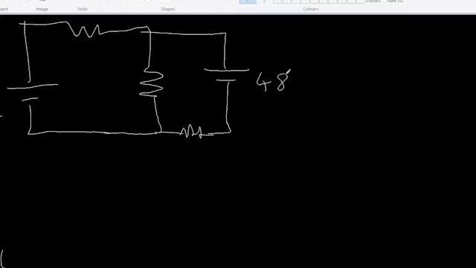So this is 48, this is E2. This is the question that we're solving today. We already have these values: this 4 is R3, this 12 is R2, this 24 is R1, and this is 54.